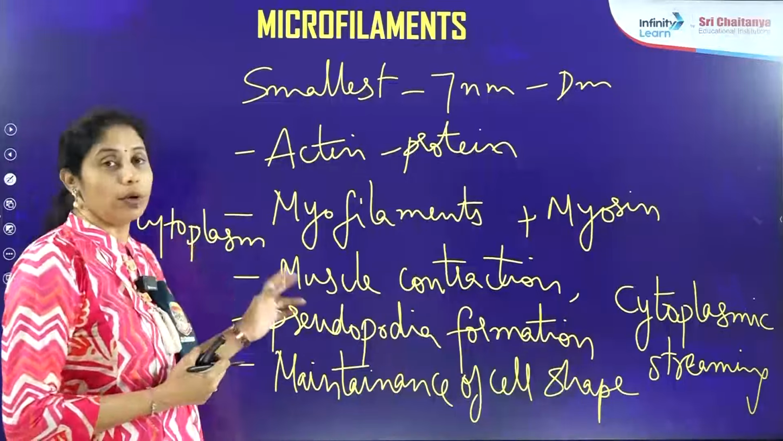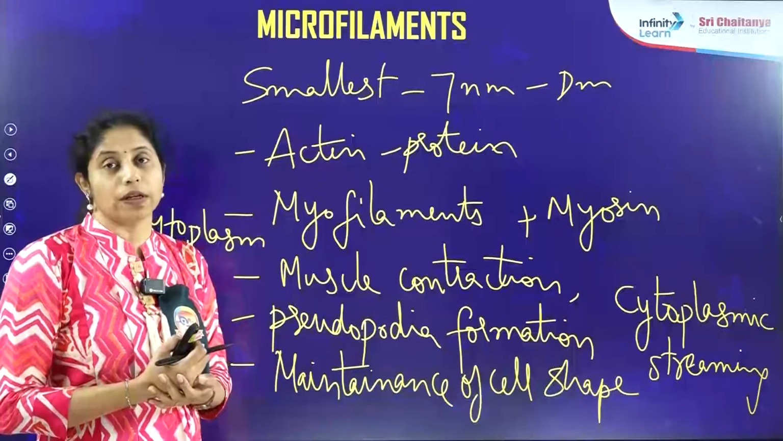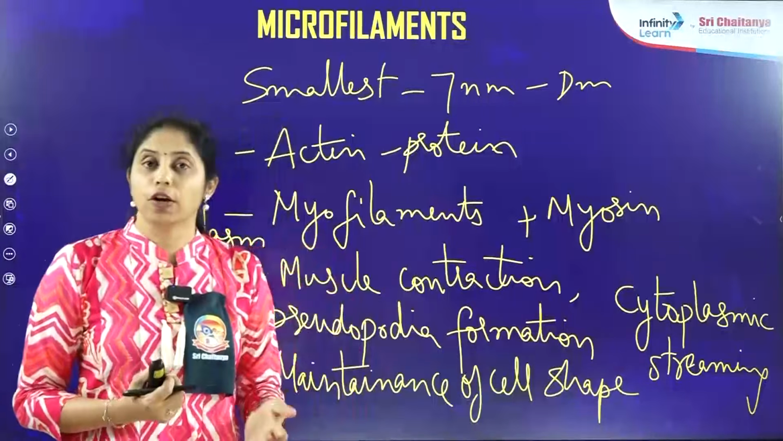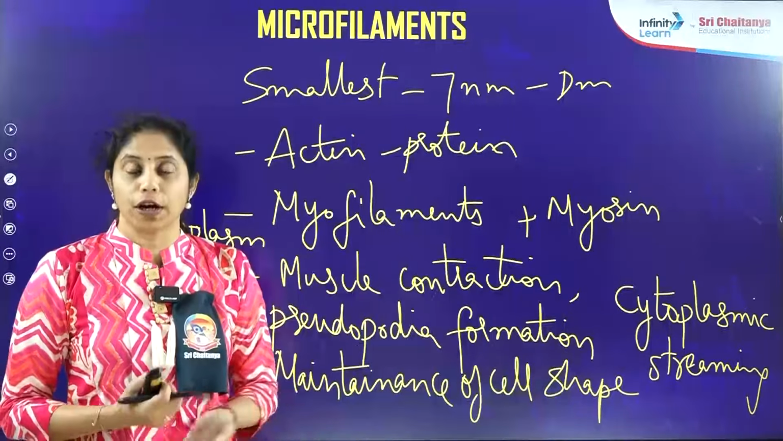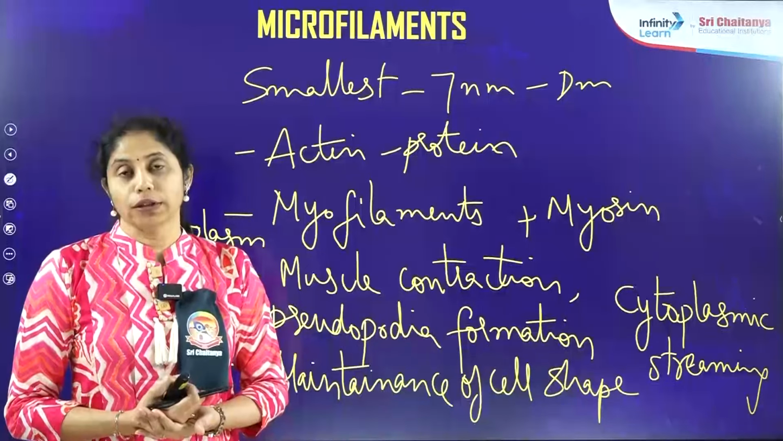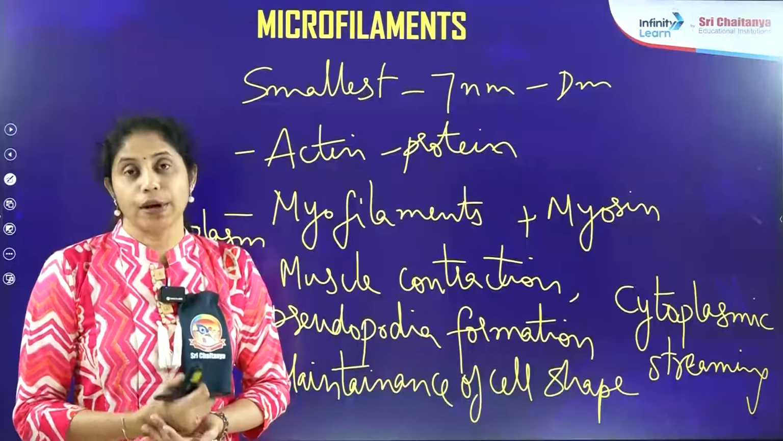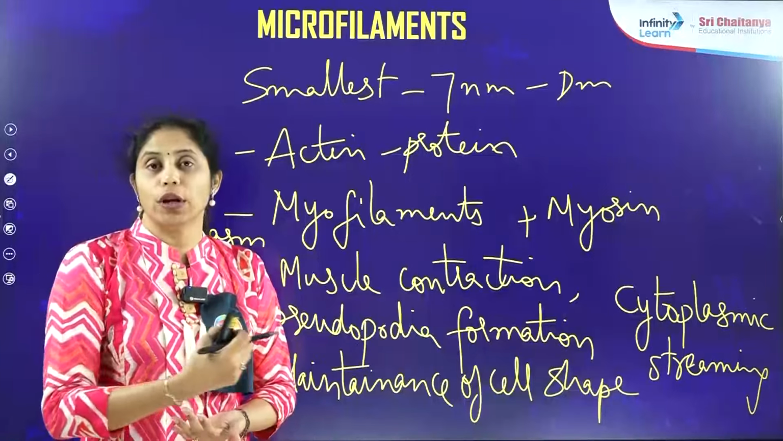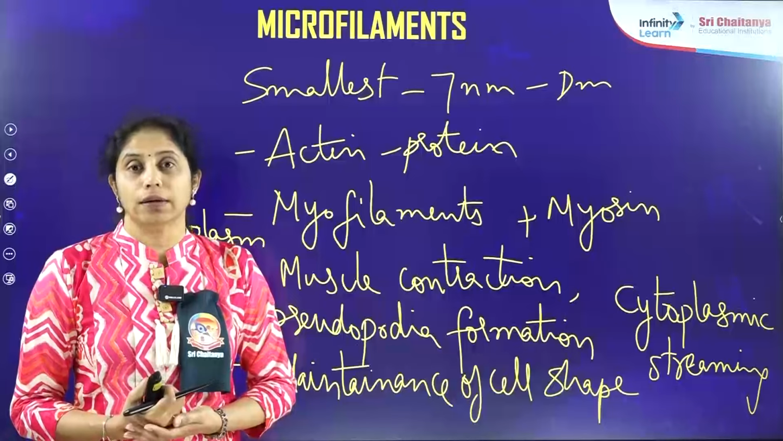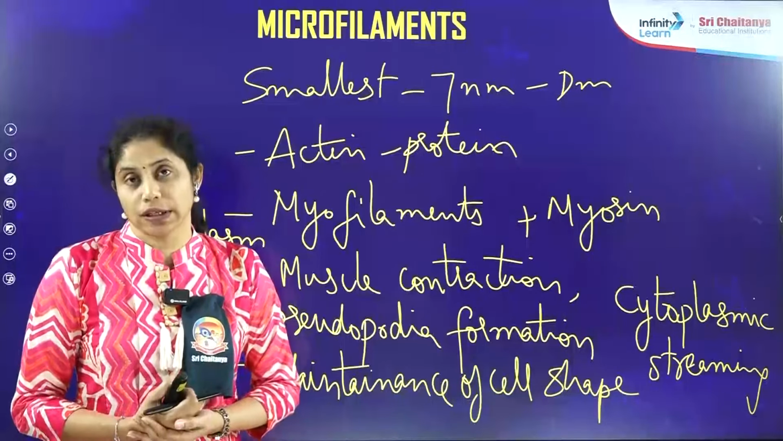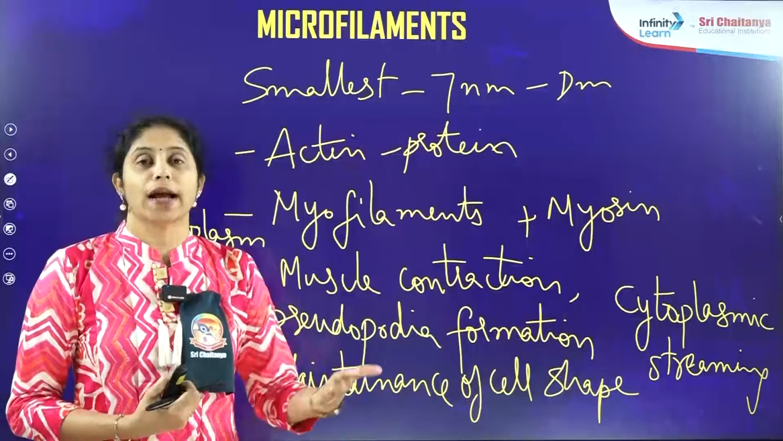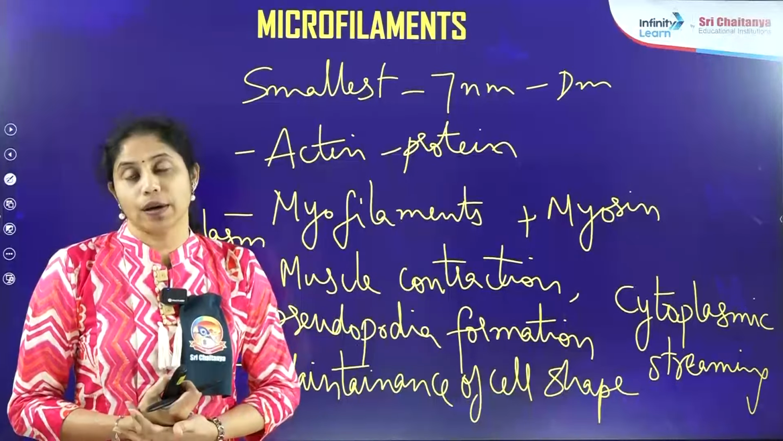These are present only in the cytoplasm, not in the nucleus. So, basically the cytoskeleton is made up of three components: microtubules, intermediate filaments and microfilaments. Microtubules and microfilaments are present in the cytoplasm. Intermediate filaments are present in both nucleus and cytoplasm. Only intermediate filaments are present in the animal cells, that too only some of them. But microtubules and microfilaments are present in both plant and animal cells, in all eukaryotes.